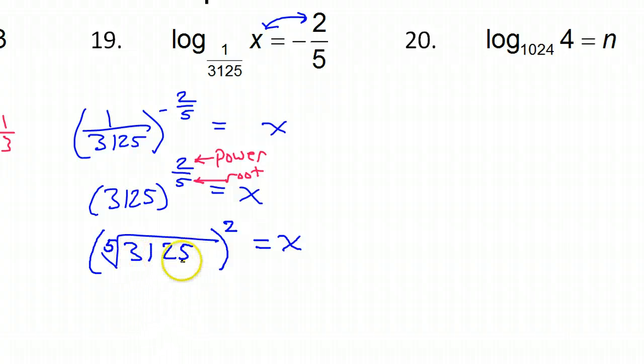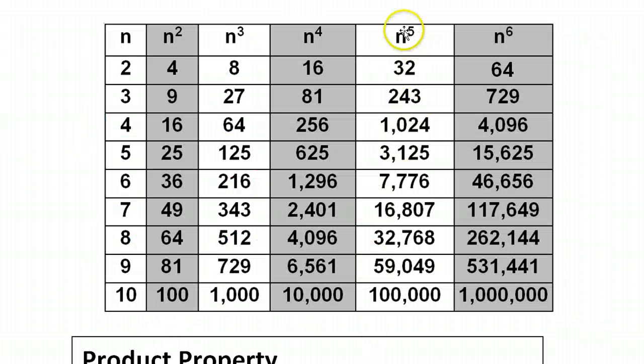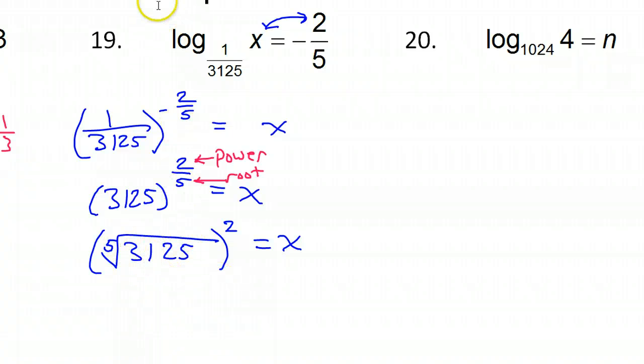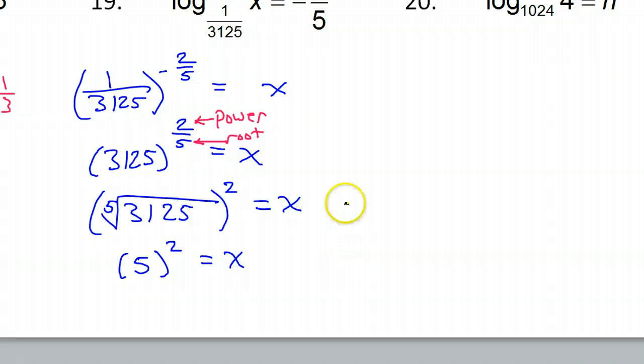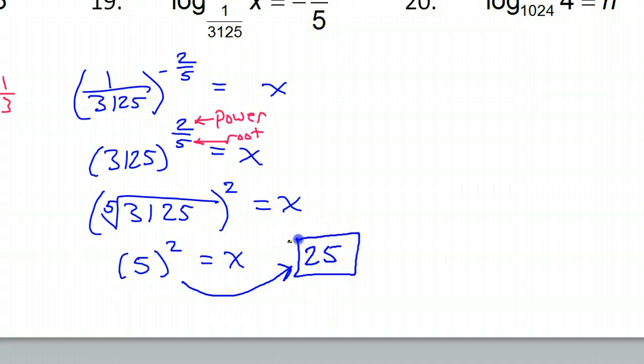So let's use our chart. 5th root of 3,125 is 5. That means in here what we really have is 5. So then this is 5. But then it's 5 squared. We don't need our chart for that. So that is 25. Okay, that is it.